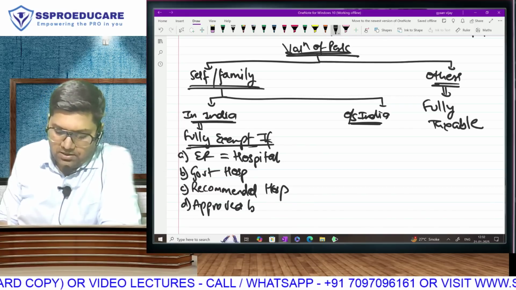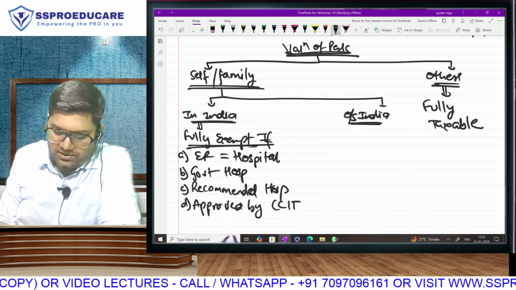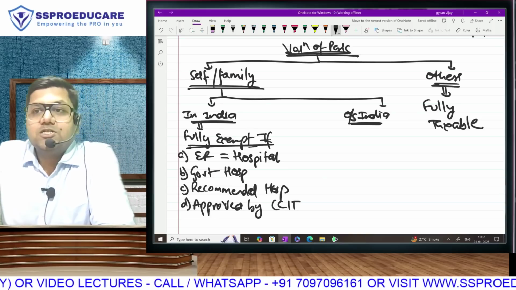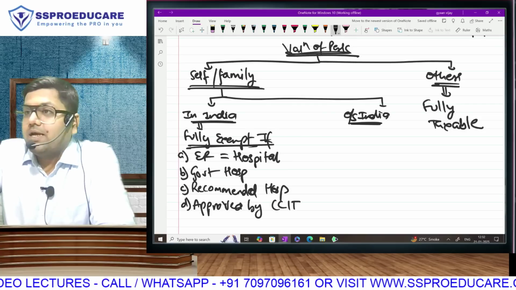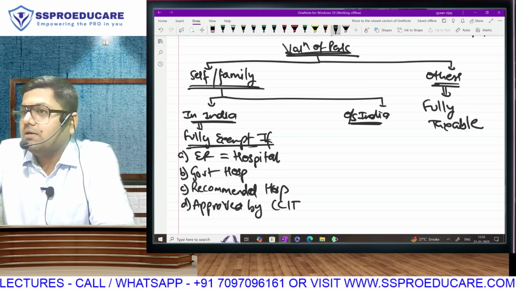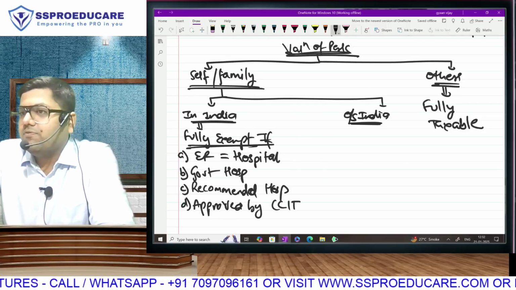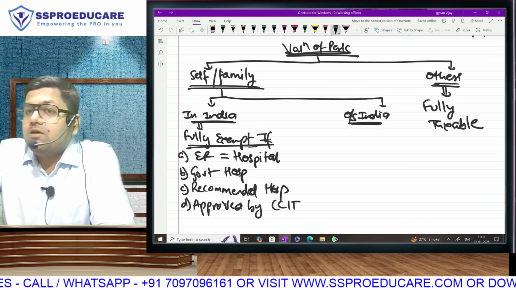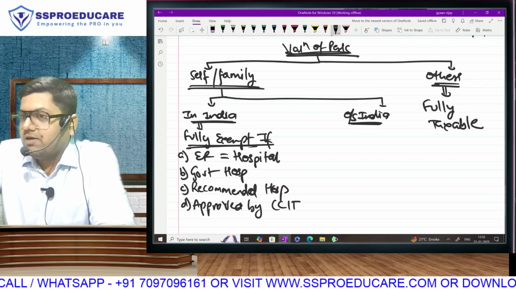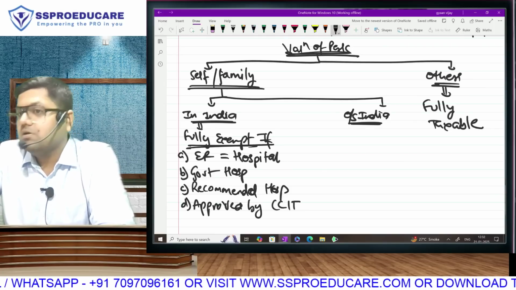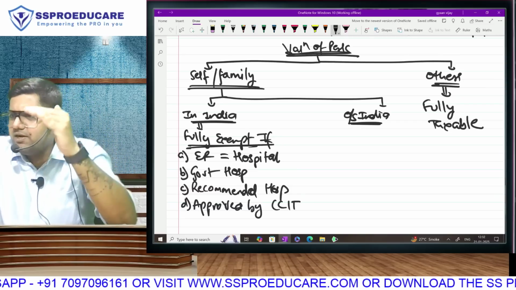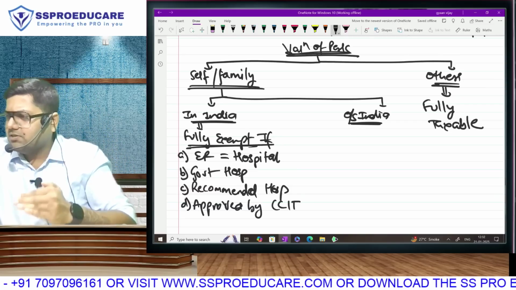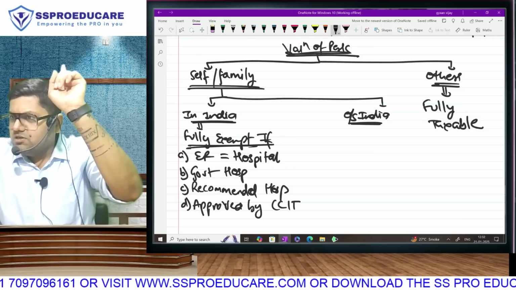approved by the CCIT, the Chief Commissioner of Income Tax. Income Tax Department has a hierarchy: senior officer, middle officer, junior. If you are ever asked who is the senior most officer in the income tax department, it is the Chief Commissioner of Income Tax. Then it's a hierarchy. After Chief Commissioner, there is Commissioner, Additional Commissioner, Joint Commissioner, Deputy Commissioner, Assistant Commissioner. But the senior most is Chief Commissioner.